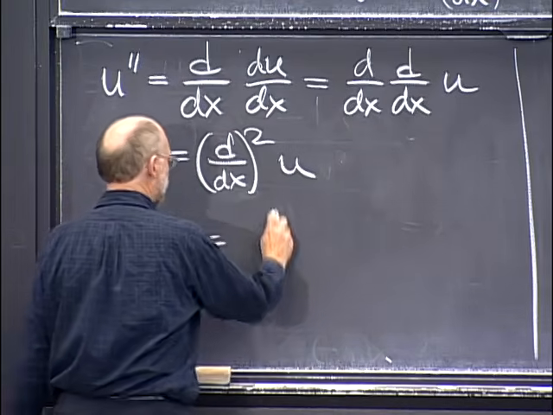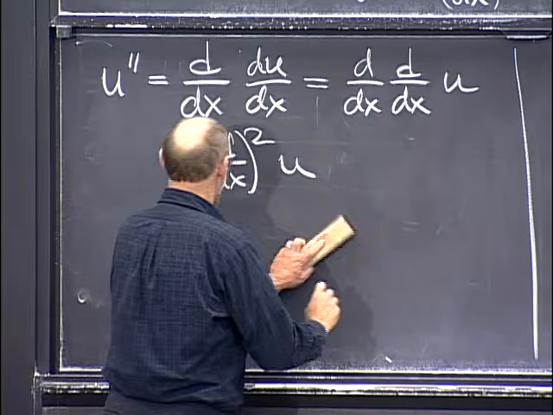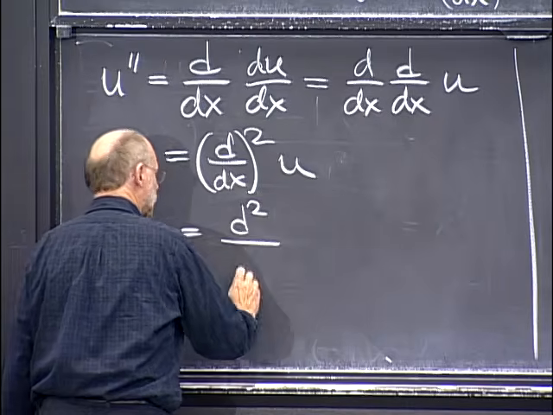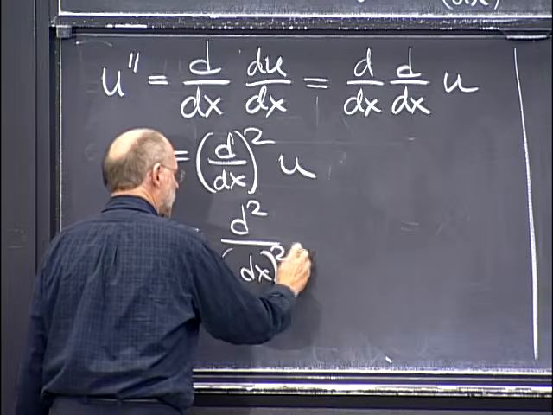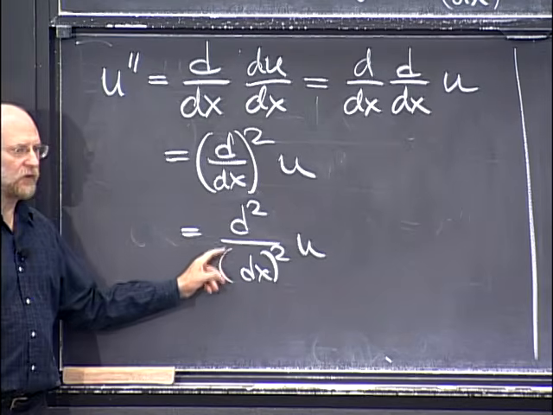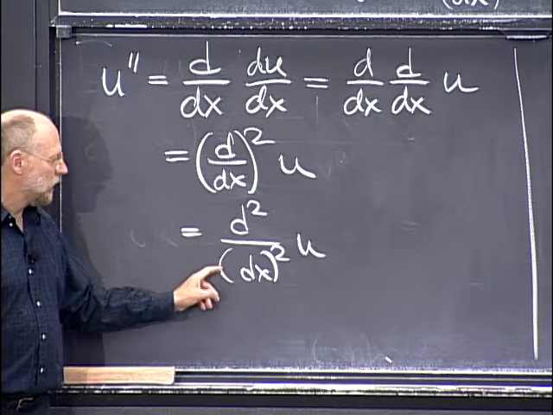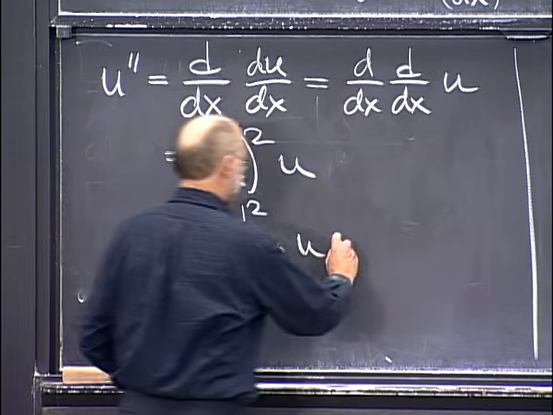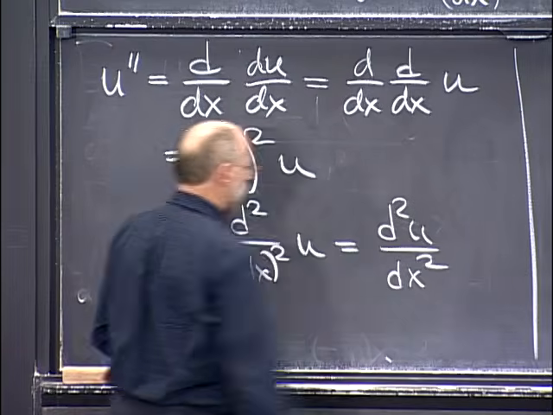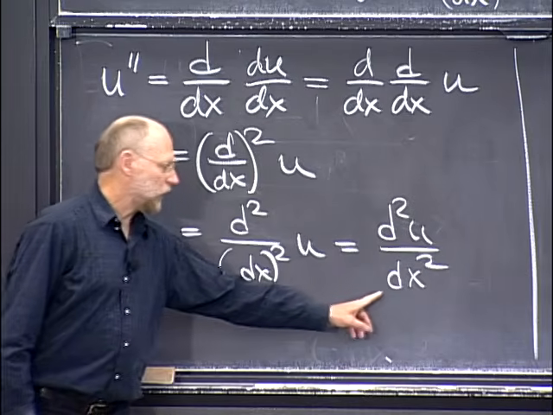I could write it as, now this is a strange one. I could also write this, I guess, like that. It's getting stranger and stranger, isn't it? This is definitely just a kind of abusive notation, but then people will go even further and write d squared u divided by dx squared. So this is the strangest one.